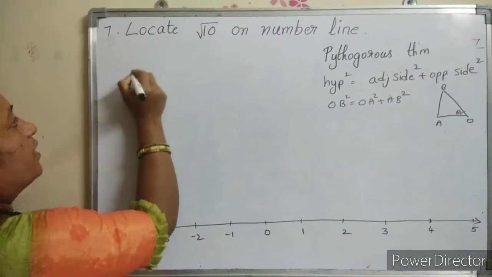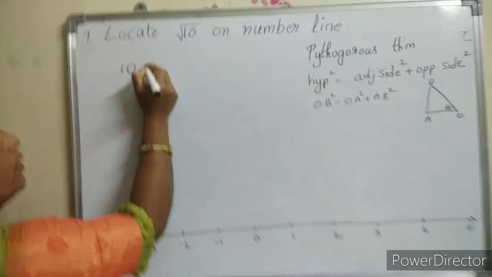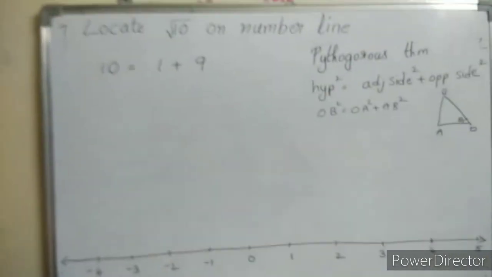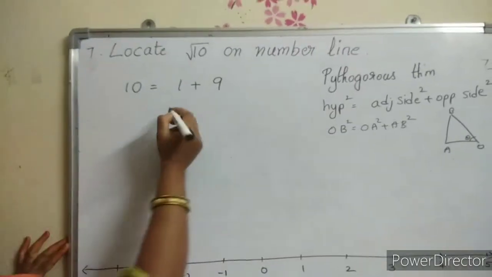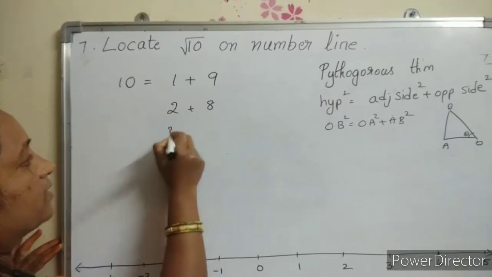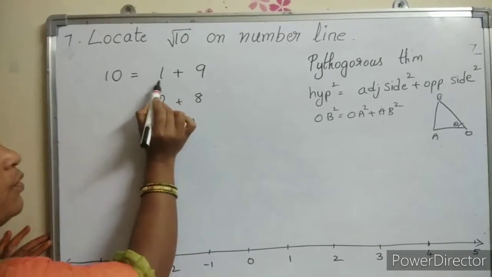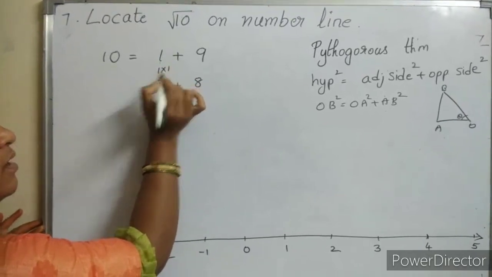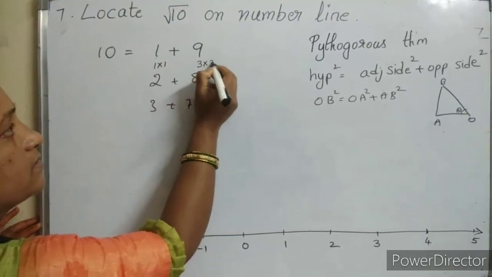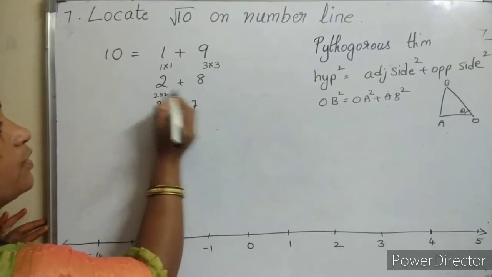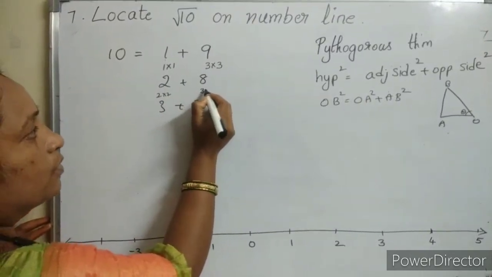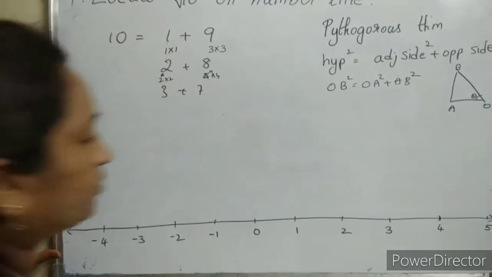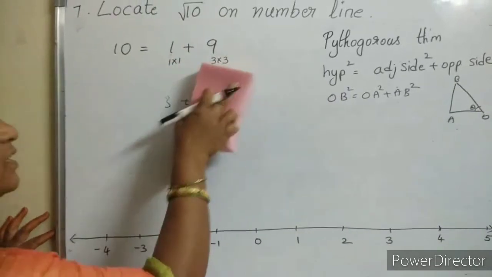AB square. So here children, we have to apply this theorem in order to find root 10 on the number line. First of all, let us take 10. Okay, 10 can be written as 1 plus 9. Why we are writing 1 plus 9 means you can take others also like 2 plus 8, 3 plus 7. But here you can express 1 like this and 9 as 3 squared. But you can't express 2 as a square, or 8 like 4 into 4. This is not equal. So we have to choose the perfect squares.